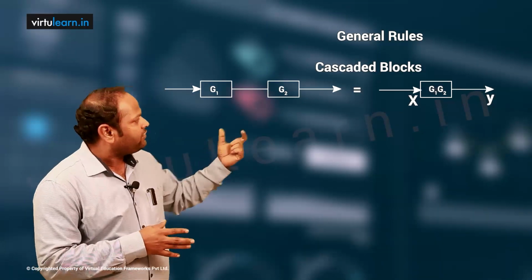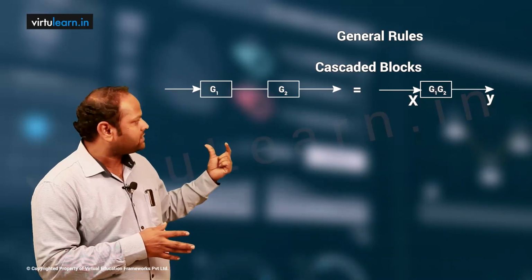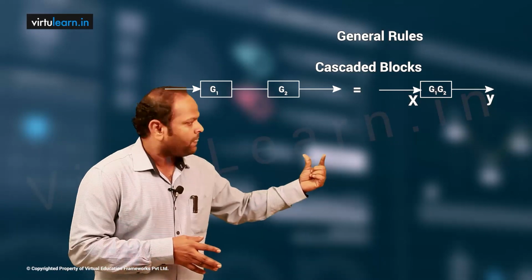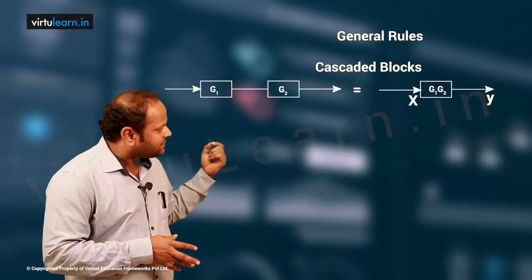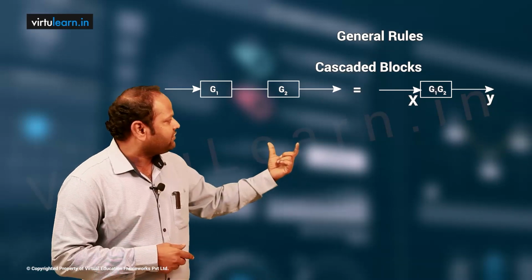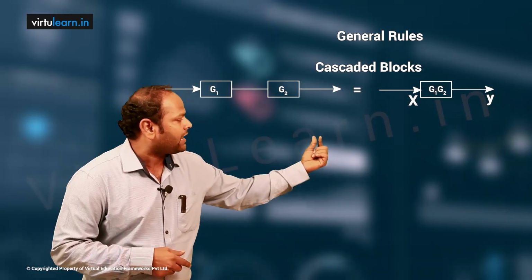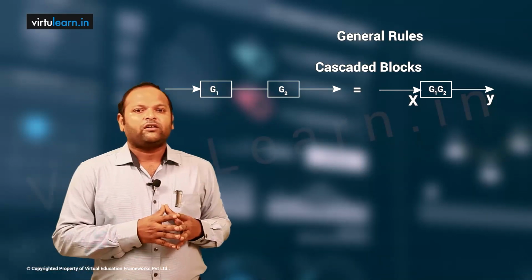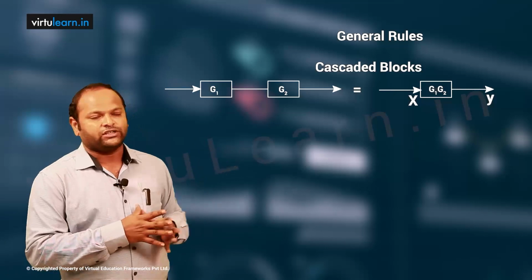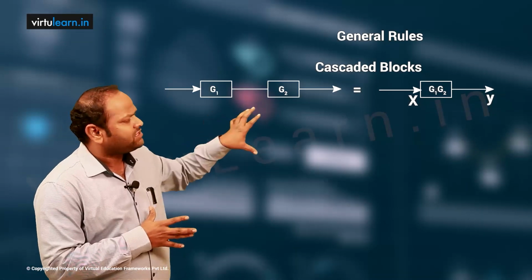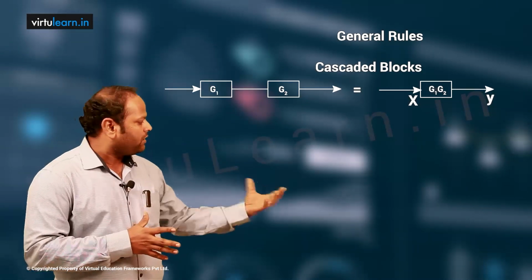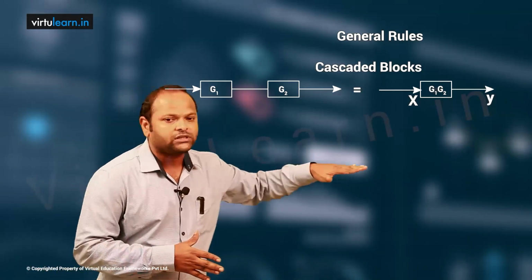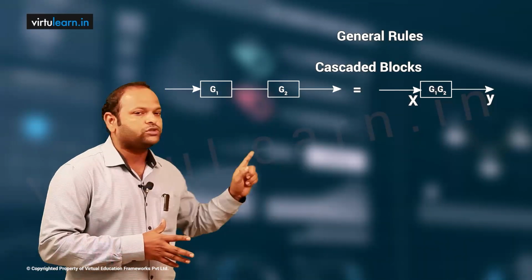Whenever you have two blocks and each block has its own transfer function or gain, G1 and G2, look at the signal flow: X is coming and X is multiplied with G1, so that becomes XG1, then multiplied with G2, that becomes XG1G2. So what is Y here? Y is nothing but X into G1 G2. Then when you replace this with a single block, it is very simple: G1 G2 in a single block, the input is as it is, X, and the output is Y. So Y is X into G1 G2.